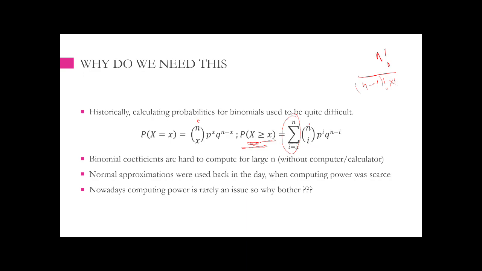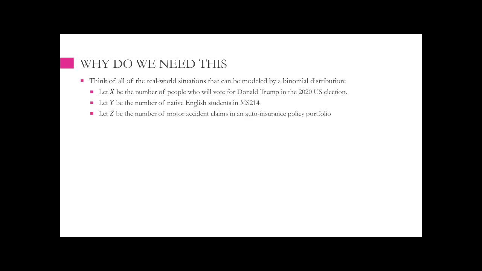But obviously, nowadays we've got computers, we've got calculators in our pockets, we've got Excel spreadsheets, we've got RStudio. So why do we still need to do this approximation? Why do we need an approximate value for a binomial if we can get an exact value very quickly? Well, to answer that, we need to think about what the various things are that binomial distributions can model.